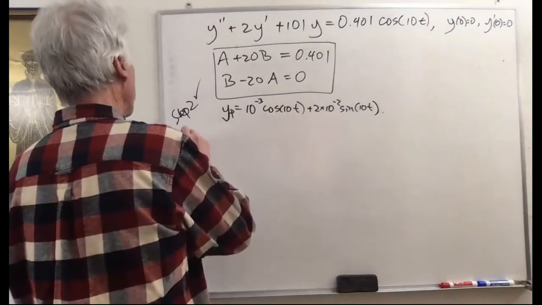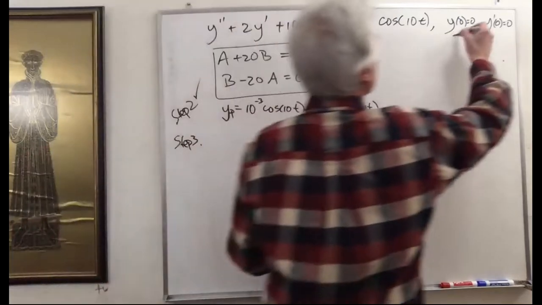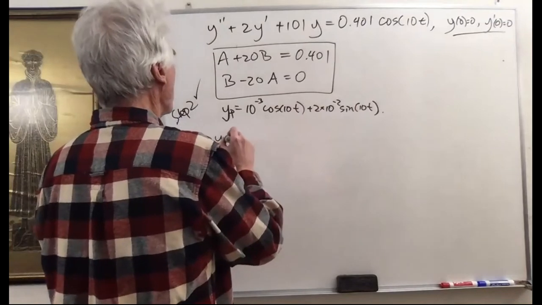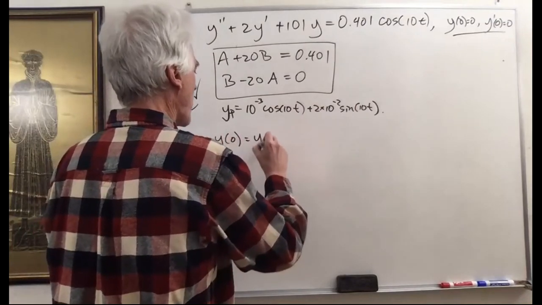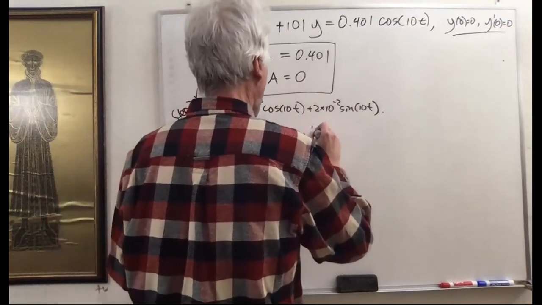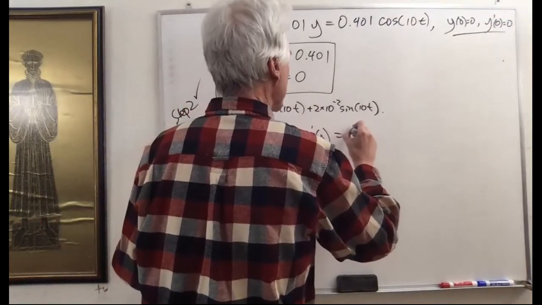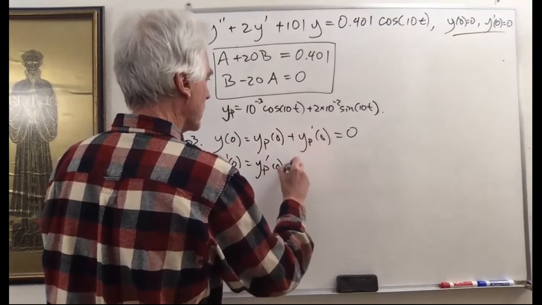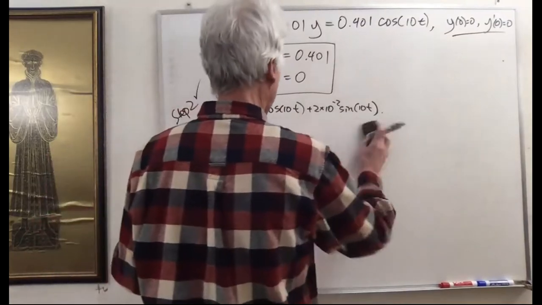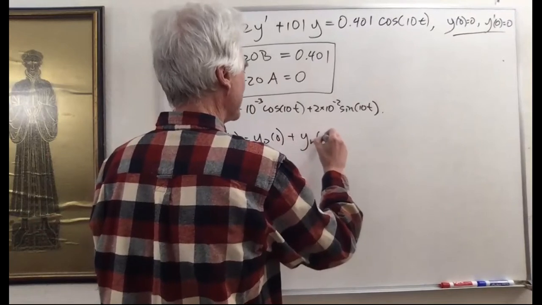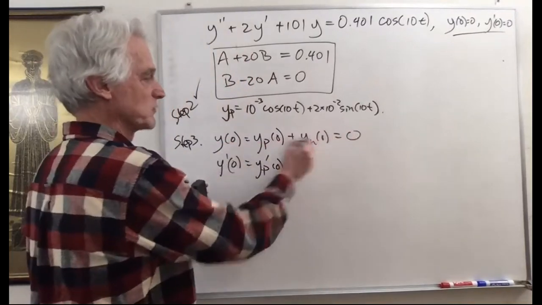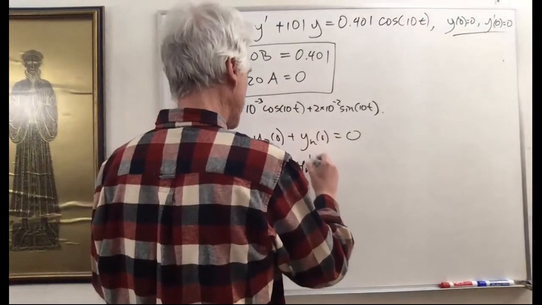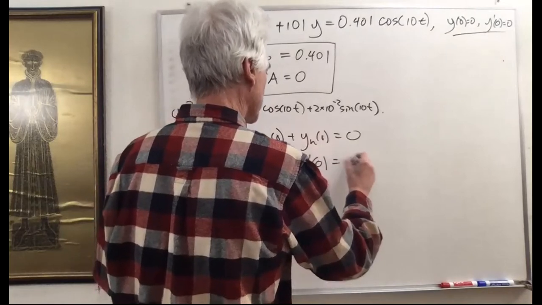All right, so step 3, we're going to impose those initial conditions. So remember that we want y of 0, which is yp of 0 plus yh of 0. We want to set that equal to 0. And we want y prime of 0, which is yp prime of 0 plus yh prime of 0. Y is yp plus yh, so y prime of 0 is yp prime of 0 plus yh prime of 0. And I'm going to set that equal to 0 as well.